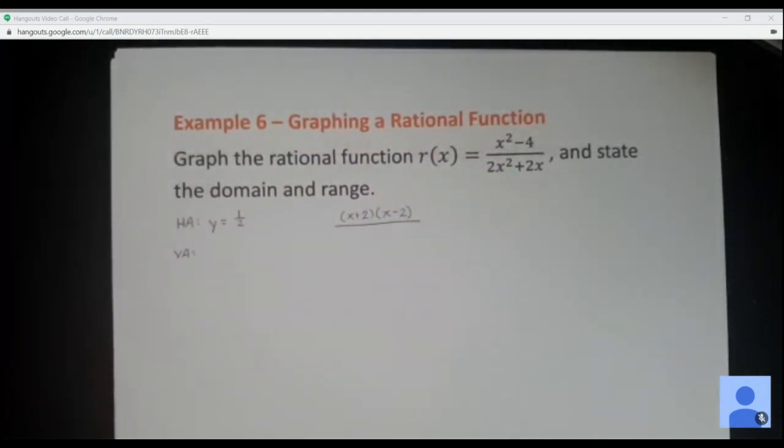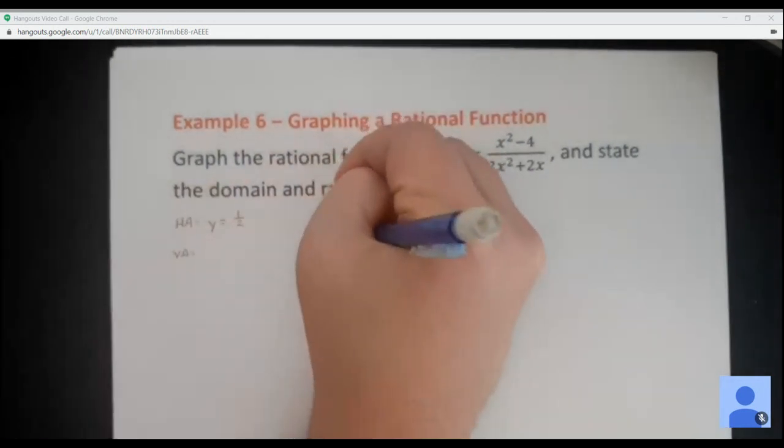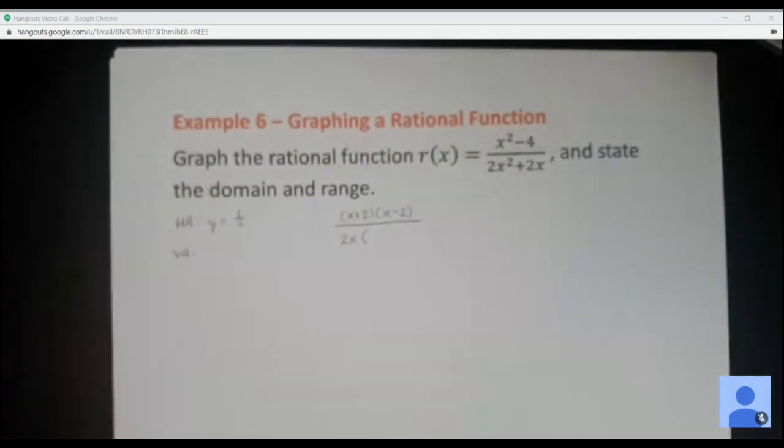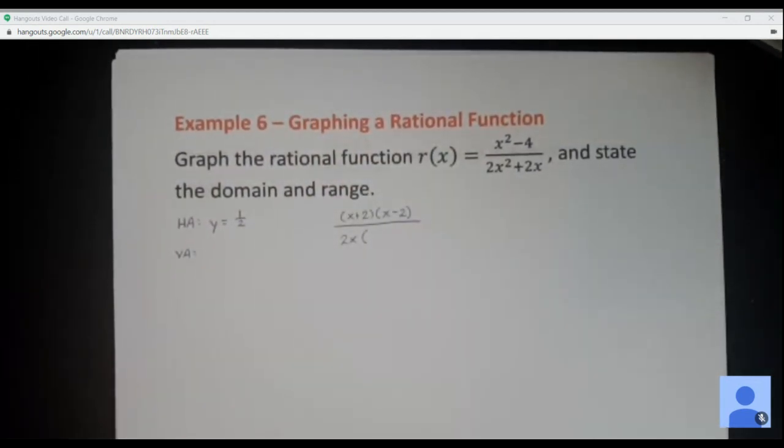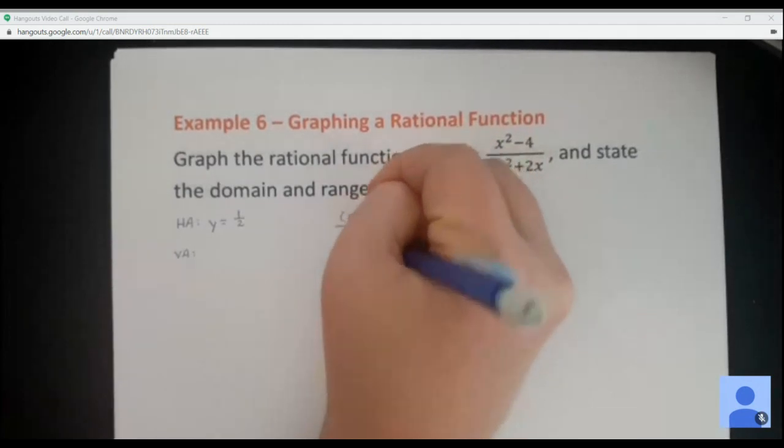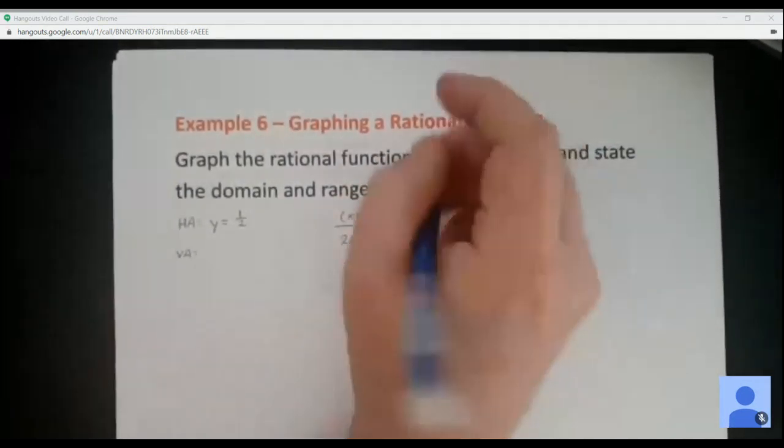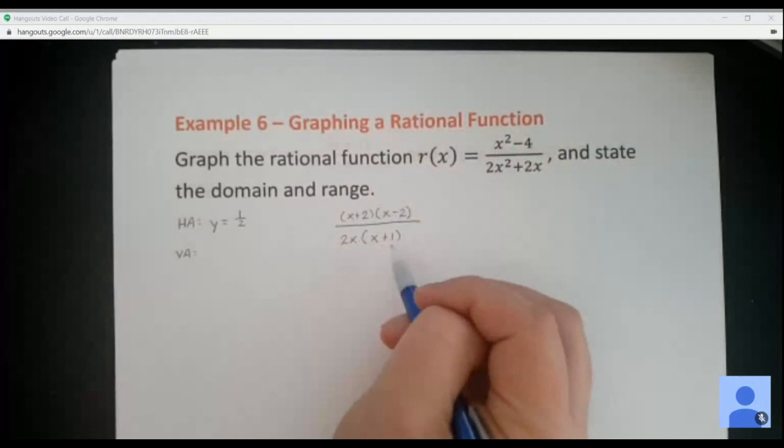What about the denominator? Good. So we have a common factor here of what? 2x, right? So I'm going to factor out the 2x, and that would leave us with what? Okay, good. So it's just x plus 1, right? Because if I put an x here, 2x times x is 2x squared, and then a plus 1, 2x times 1 would be.